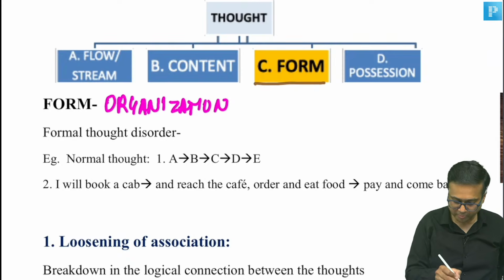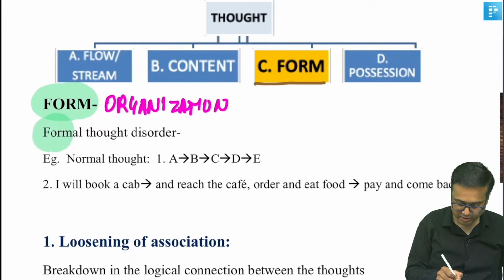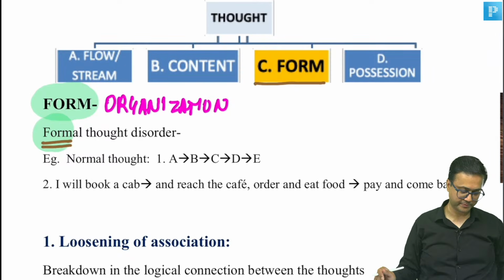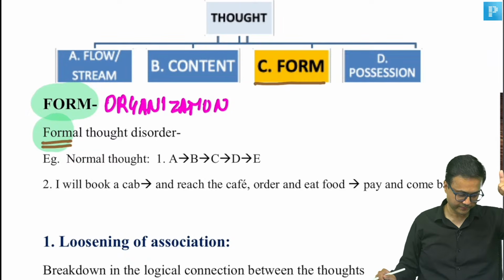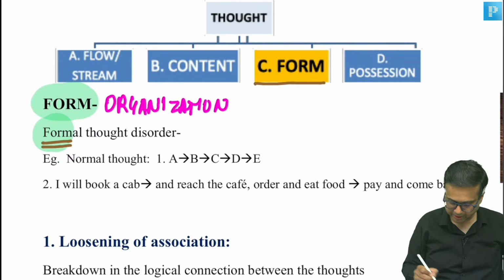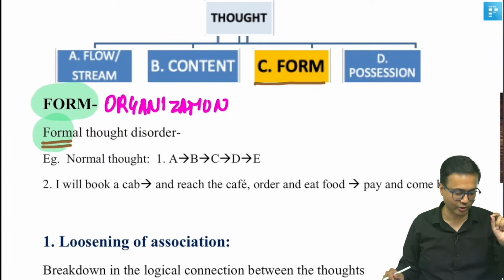Beta, if there is a problem in the form, we call it formal thought disorder. Can you appreciate from the name itself? Okay. Is it clear to everyone, beta? So please remember, in formal thought disorder, tell me, are the thoughts organized or disorganized, beta?